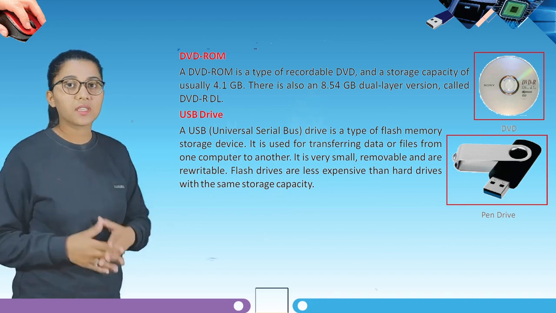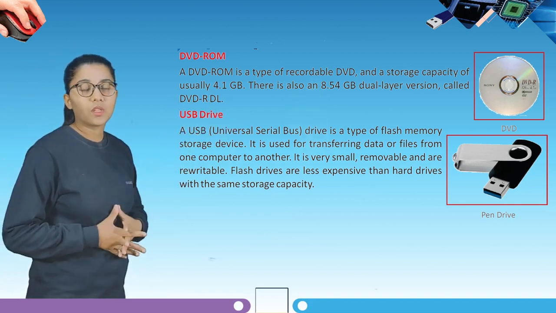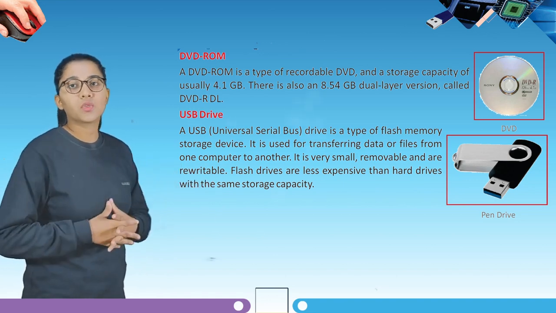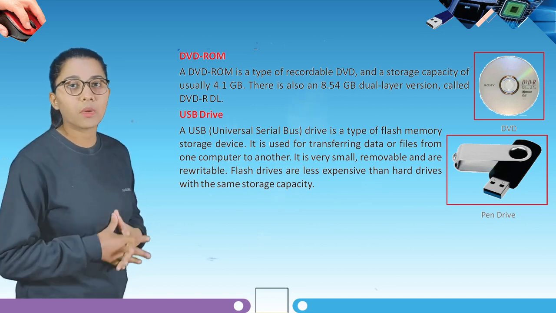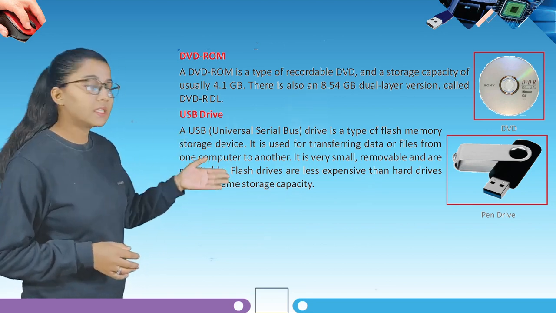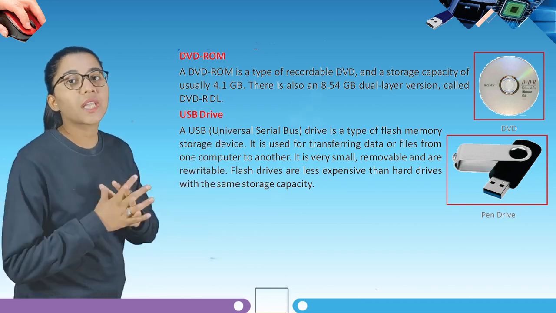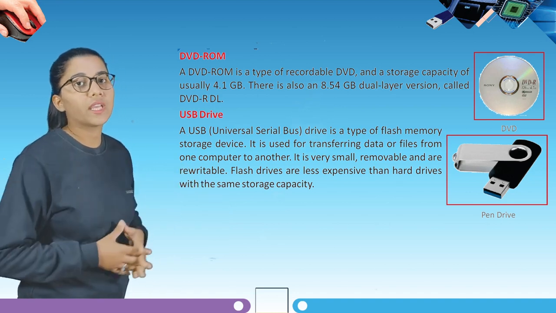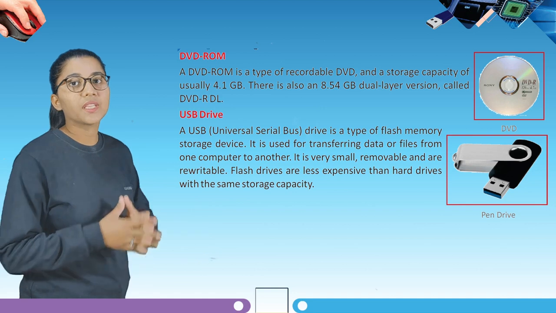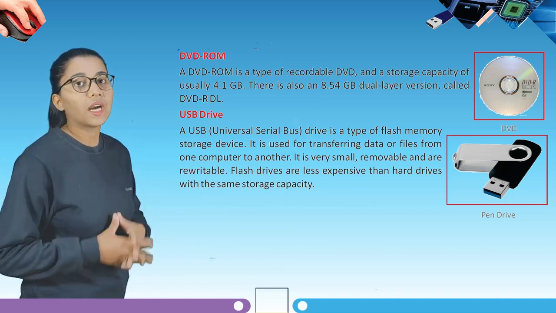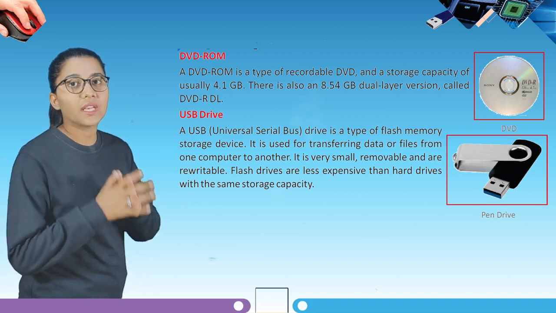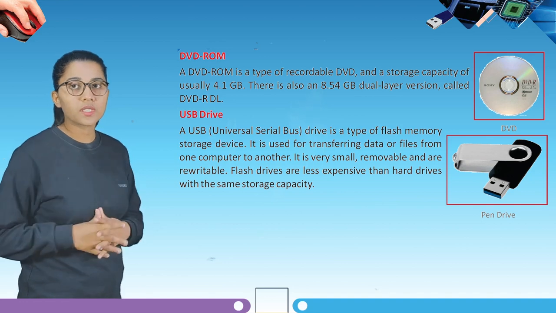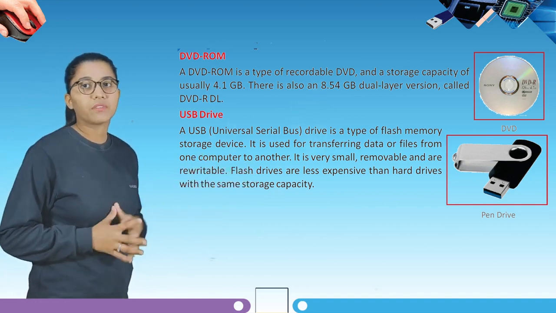Now our next device is USB drive. You have usually seen USB drives in your homes and everywhere. It is a very common device to store memories. Now let's learn about it. A USB, that is Universal Serial Bus drive, is a type of flash memory storage device. It is used for transferring data or files from one computer to another. It is very small, removable and rewritable. Flash drives are less expensive than hard drives with the same storage capacity. So students, here you can see the picture of a pen drive.